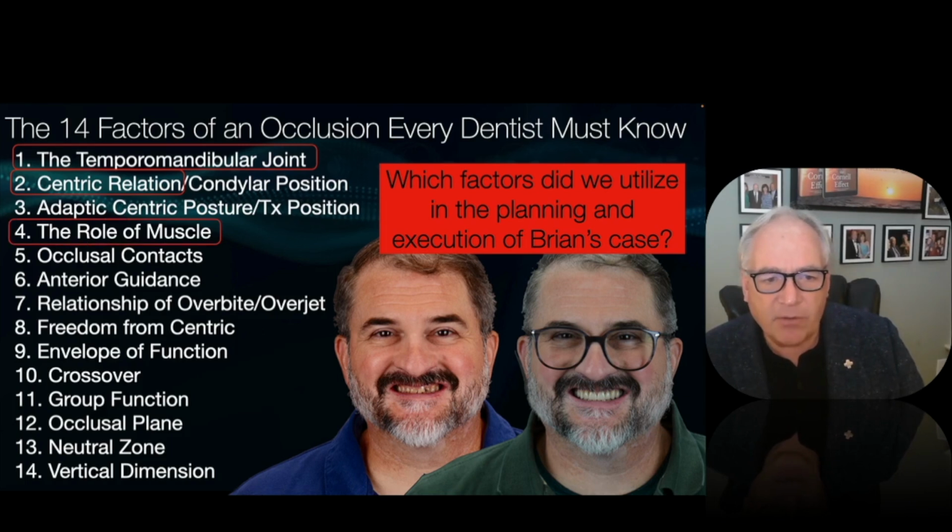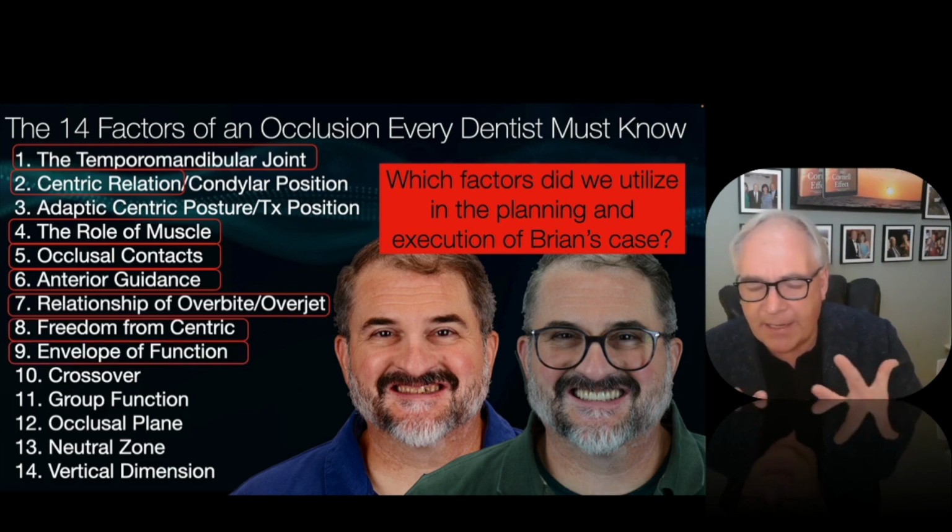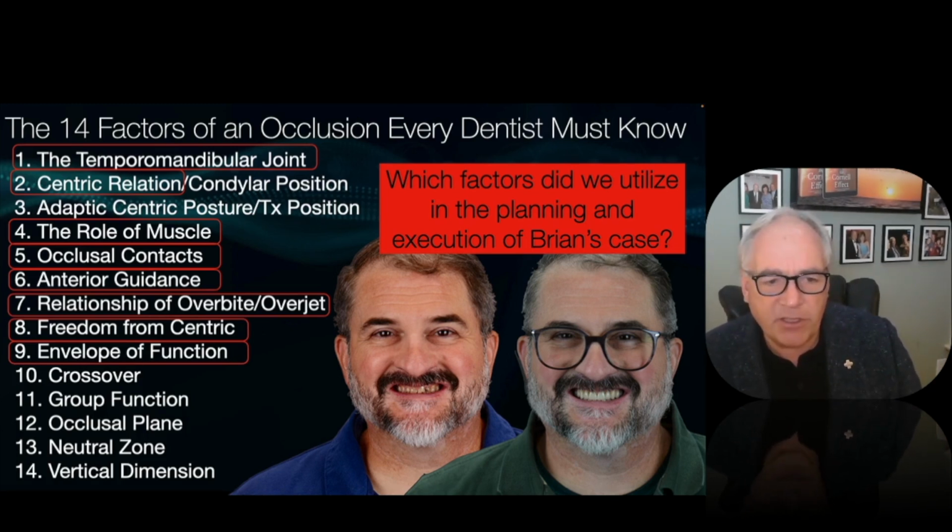I certainly had to understand the role of muscle. I certainly had to develop occlusal contacts or stable holding stops. I certainly had to understand anterior guidance, and as part of anterior guidance, making sure it was steep enough to disclude the back teeth, but still in harmony with the envelope of function. So overbite and overjet, freedom from centric, and envelope of function were all a part of that, dialing in and visualizing, and in our execution of the case, making sure that we had that dialed in. We also worked out the crossover in our planning, in our provisionals, and in our finals. We did not need to use group function. He had good, stable canines.